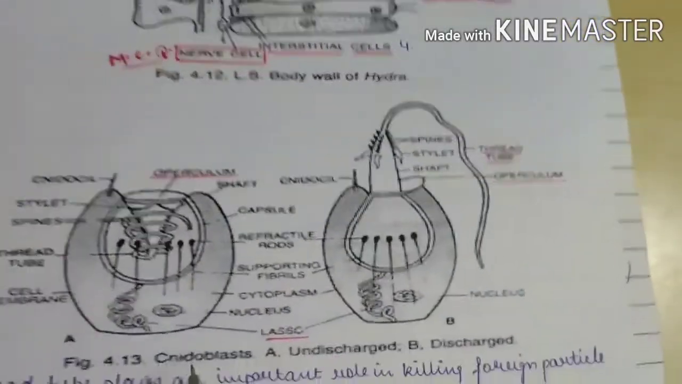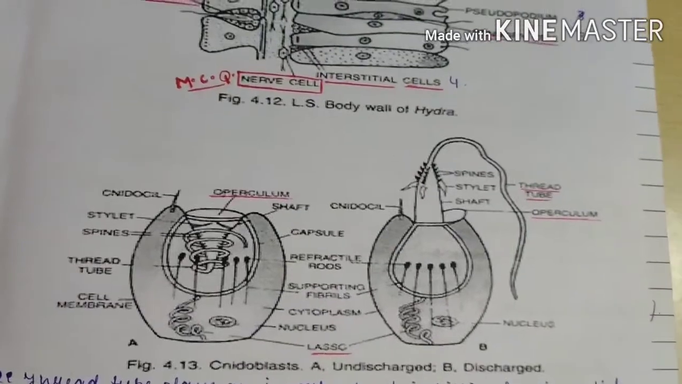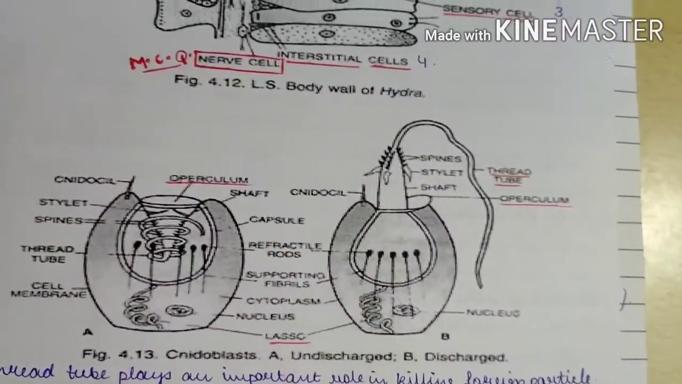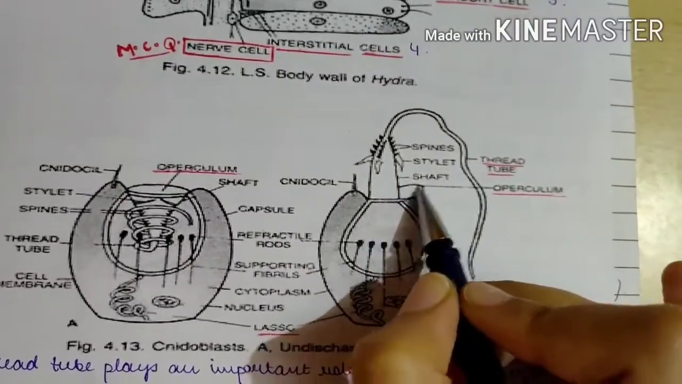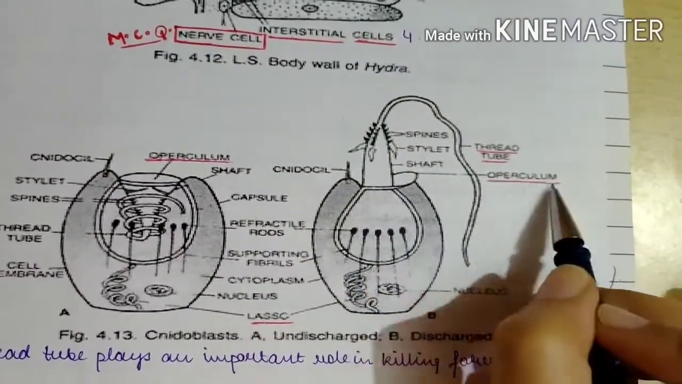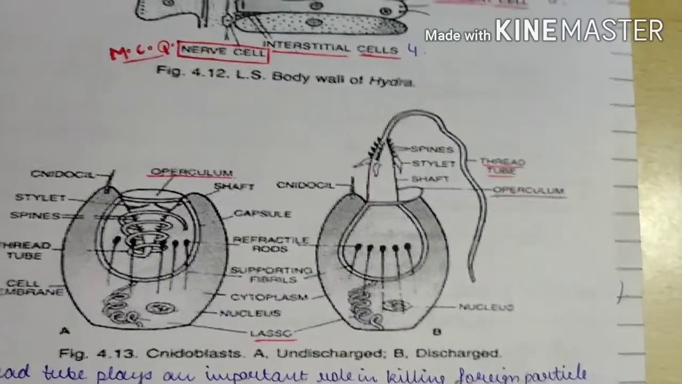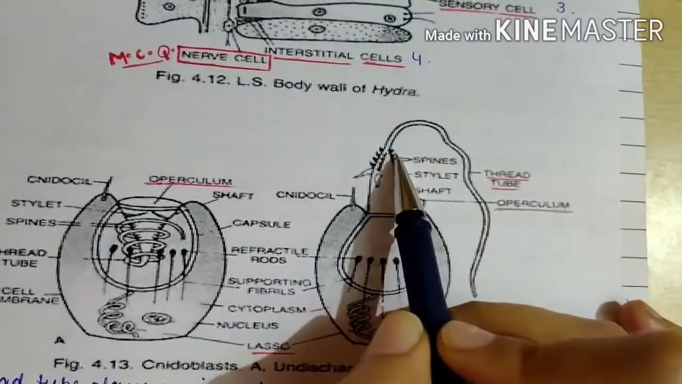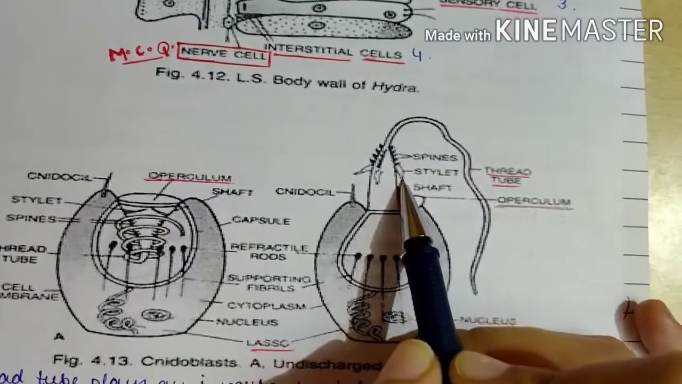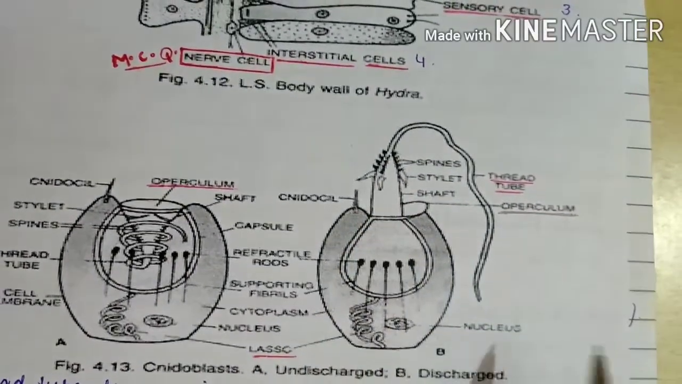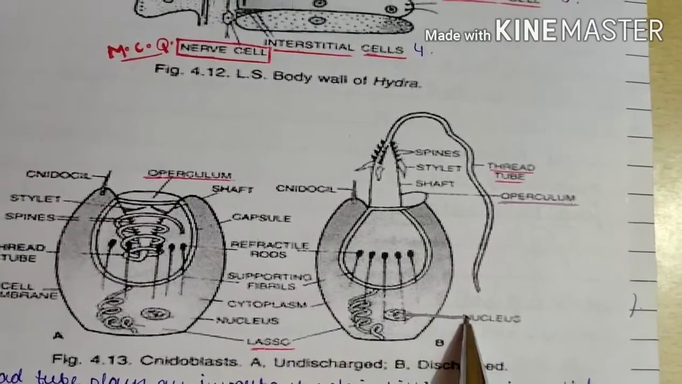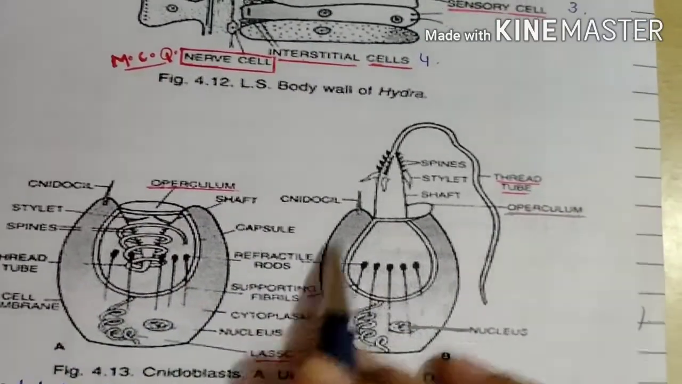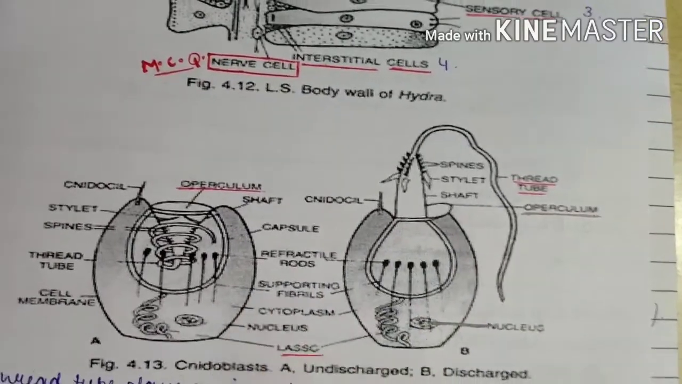Next is the diagram of the nidoblast. But this simplified diagram is very important. They have an operculum. The mouth of the nidoblast is known as the operculum. They have a nidocil. These are the spines. They have a stylet. This is the shaft. This is the nucleus present. This is the undischarged nidoblast, and this is the discharged nidoblast.